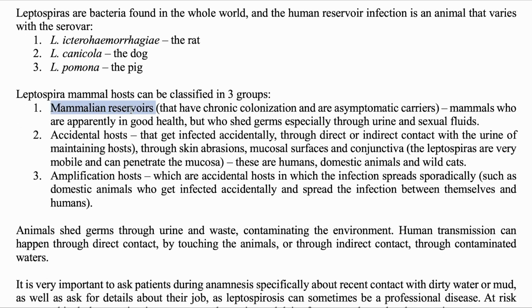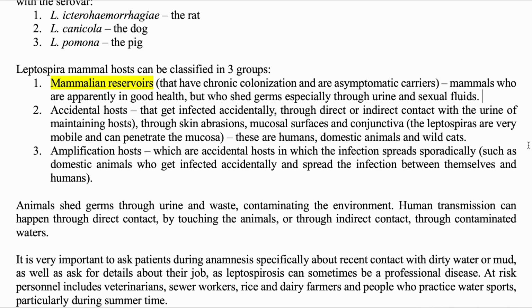Leptospira mammal hosts can be classified in 3 groups. The first one are the mammalian reservoirs. They have chronic colonization and are asymptomatic carriers. They are mammals who are apparently in good health, but who shed the germs especially through urine and sexual fluids.